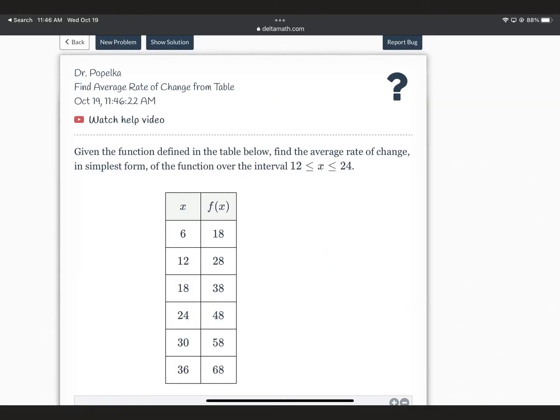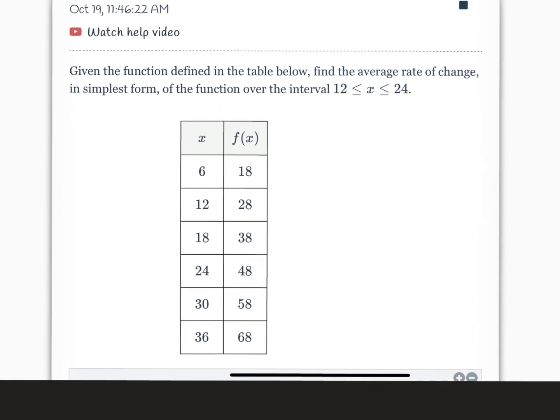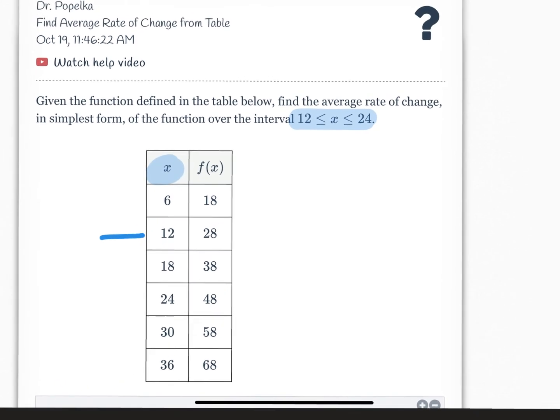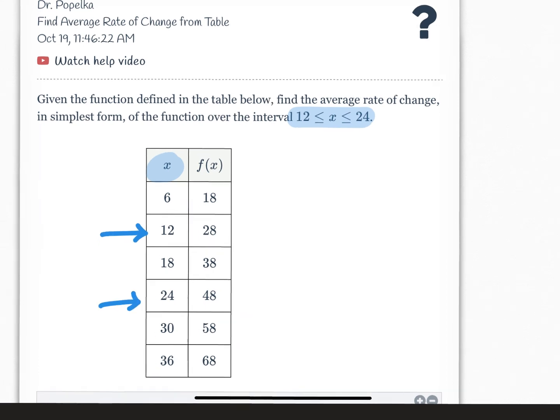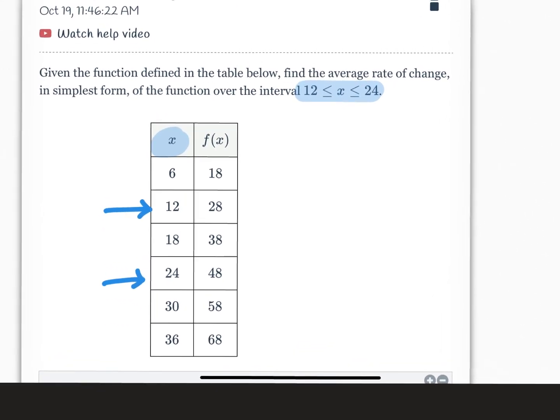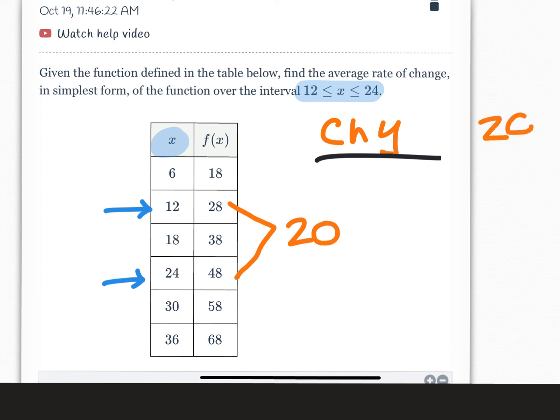All right, for this one, first you need to decide what part of the table to use. It tells you to go where x is between 12 and 24. So x is here. Where is 12 and 24? Those are the two columns that you're going to use. To find my change in y, I'm going to look from here to here. 28 to 48, is that an increase or a decrease? Increase of how much? 20. So it's going to be a positive 20.